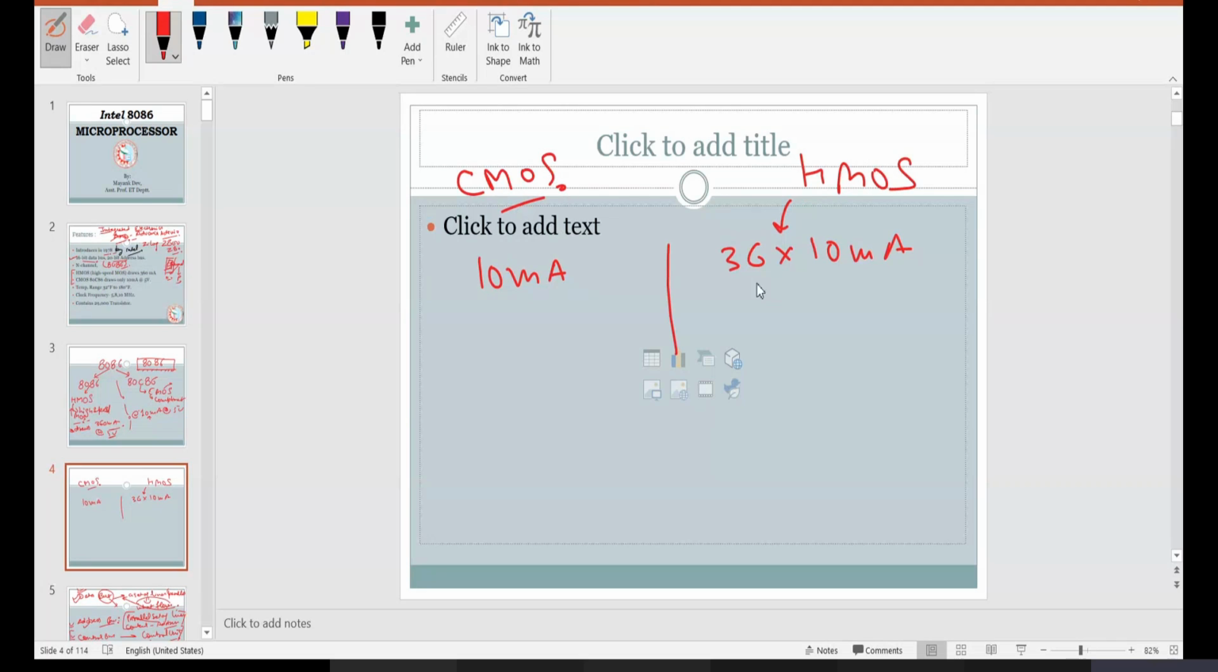If the current value is 36 times greater than this, and this is what we call high speed MOS processor, so what's going to happen? A circuit which is drawing more current, how will it affect the system? Can anyone tell me?